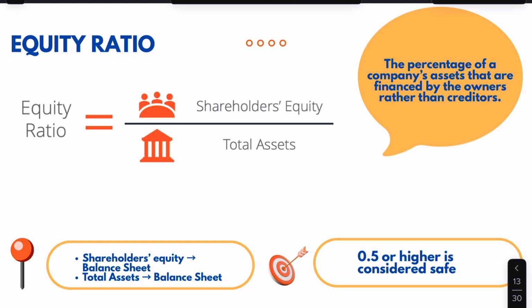Next, let's look at the equity ratio. The equity ratio indicates what portion of the company is funded by owners versus creditors. The formula to calculate the equity ratio is shareholders' equity divided by total assets. You can find both of these from the balance sheet. As a benchmark, 0.5 plus is considered safe. The higher the equity ratio is, the less reliant the company is on debt.